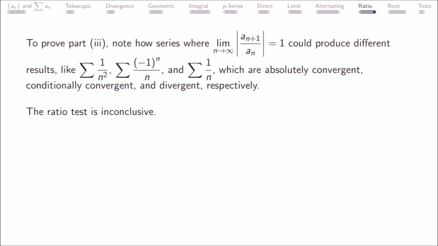To prove part III, note how series where the limit of the absolute value of the ratio equals 1 could produce different results, like these series, which are absolutely convergent, conditionally convergent, and divergent, respectively. The ratio test is inconclusive.